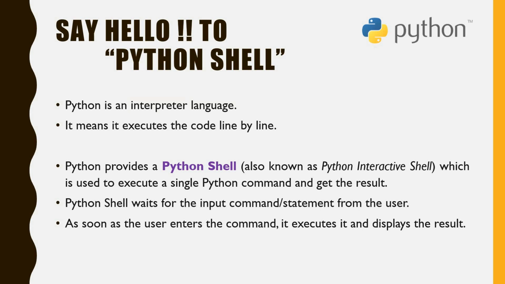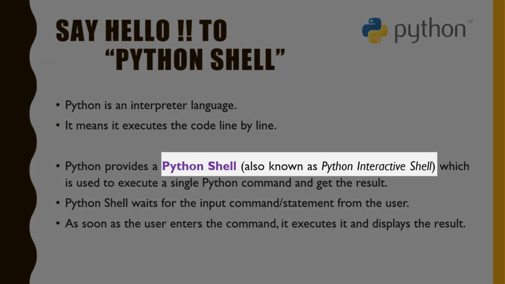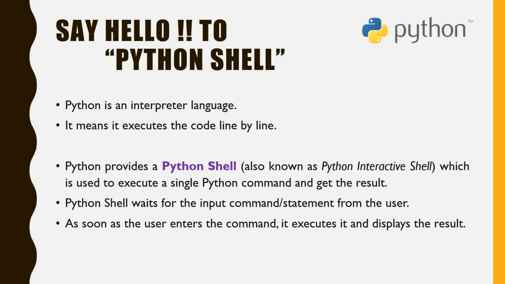As we know that Python is an interpreter language, it executes the code line by line. Python provides us with a Python shell, also known as Python interactive shell, because we can write our command into the Python shell and then it executes each command one by one to give us the result. The Python shell waits for the input command from the user, and as soon as the user enters the command, it executes it and displays the result.